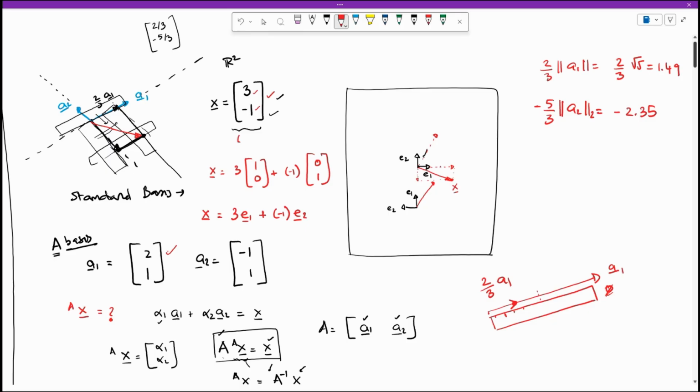And this line is essentially the subspace spanned by A2. You can get all vectors that are scaled versions of A2 if you simply draw this. That's the subspace. But yeah, so you go 2.35. Yeah, about 2. That will be your minus 5 by 3 times A2. Draw the vector.